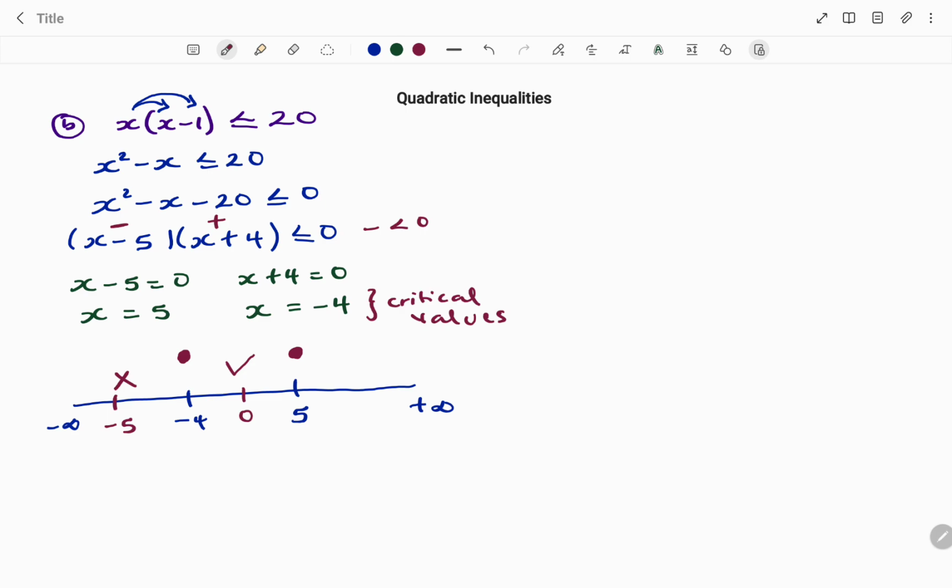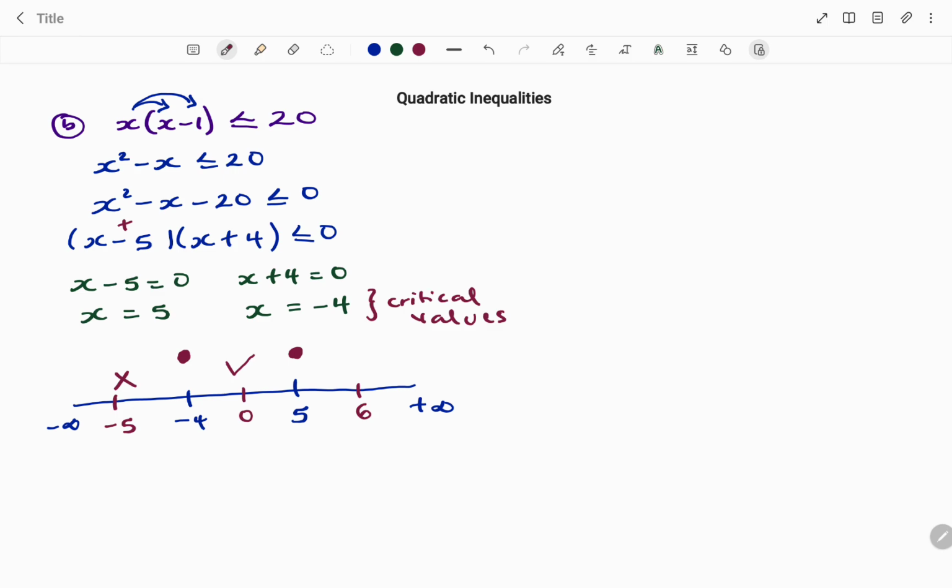And then the last part is to test numbers greater than 5. So let's say we are testing 6. Taking 6 back, going to take out what I have. 6 in the first bracket will give me a positive value. 6 minus 5, that's 1.